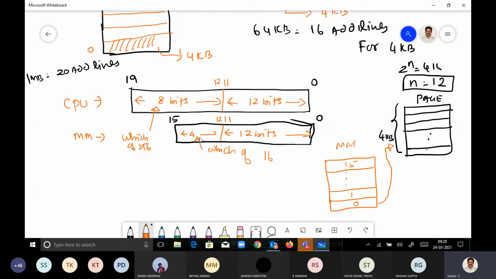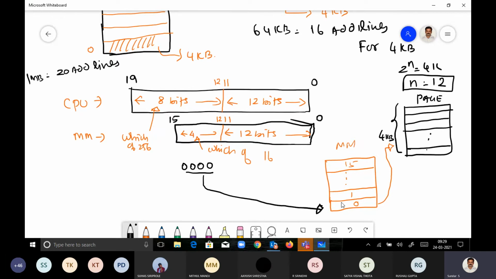Now, this first 4 bits. Let me take one example so that you will understand clearly. Suppose I put 0000 here. So where will it take me? It will take me to this page.